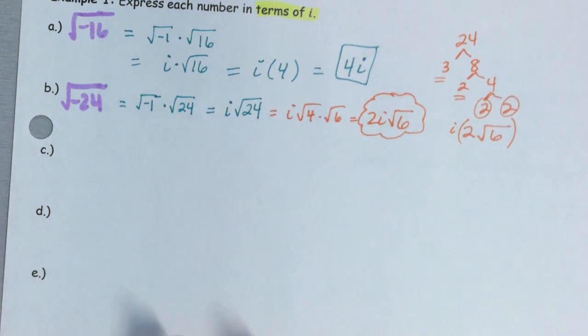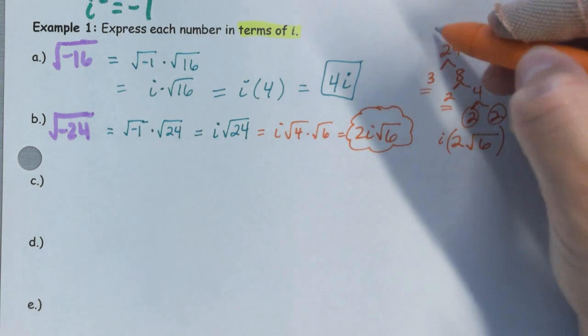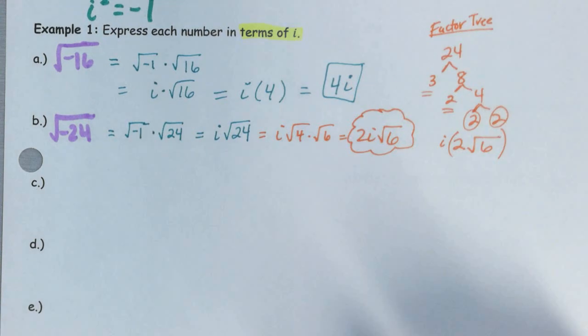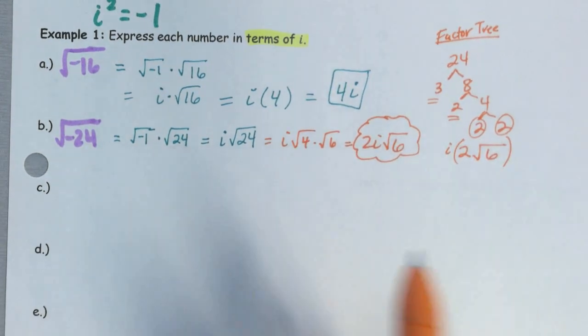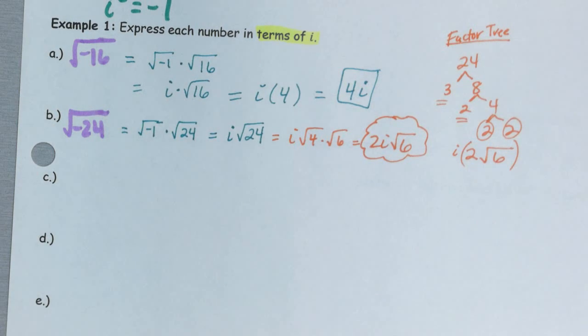Okay, and I do not care which way you want to do this. Okay, if you do your factor tree, then you would show me this work here. If you find the biggest perfect square, you would show me this work here. Okay, so it doesn't matter, just whichever one. Okay?